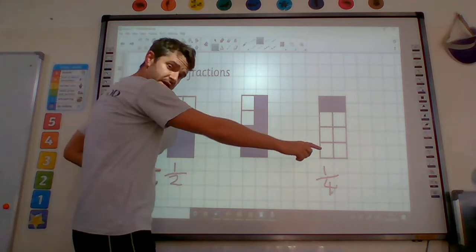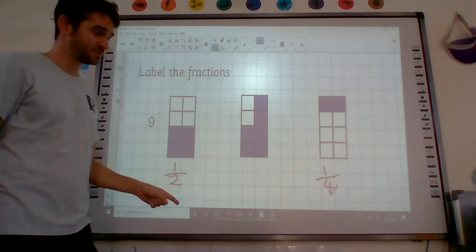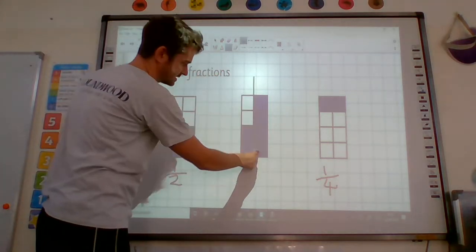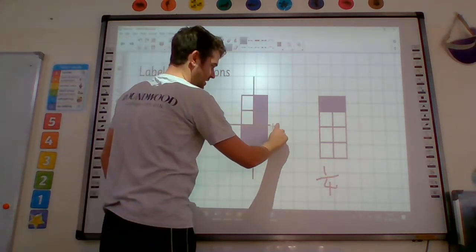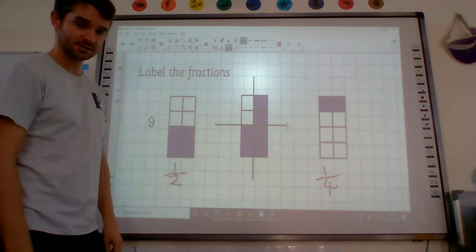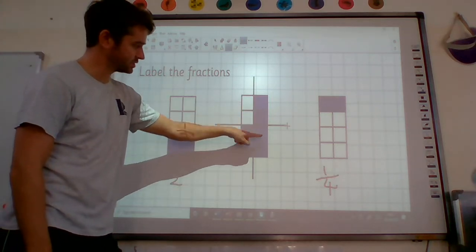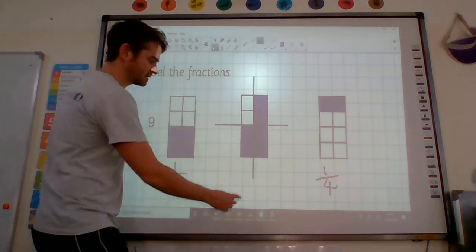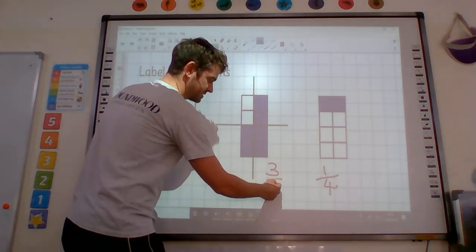That leaves this one. If we've got 1/4, 1/2, we know what this one's going to be. But if we look at this shape, we can see 1/2 and 1/2 again to put it into quarters, 4 equal parts, and then 1, 2, 3 are coloured in. Not easy when it looks like that, but this is our 3/4.